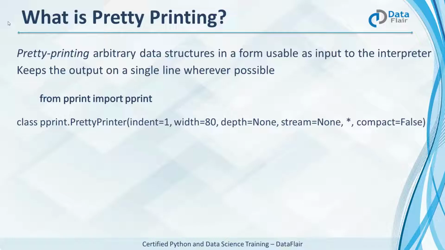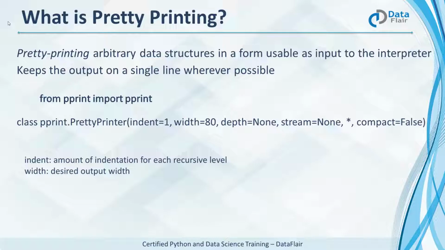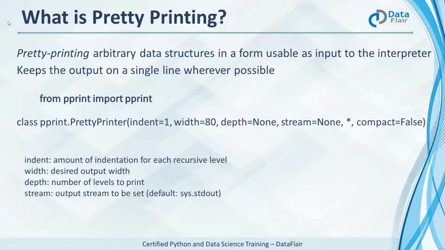This module has the class PrettyPrinter. This handles pretty printing operations onto a stream using a set of configured parameters. These are indent, width, depth, stream, and compact. Indent specifies the amount of indentation for each recursion level. Width is the output width you need. Depth is how many levels deep to print. Stream decides the output stream to be set, the default for which is sys.stdout. And compact declares to fit as many items as fit within each output line's width.